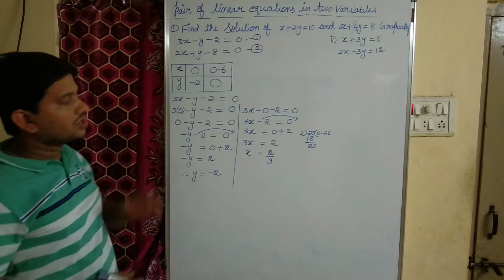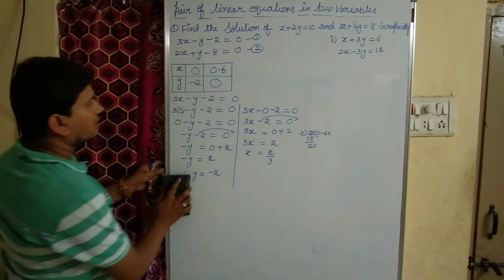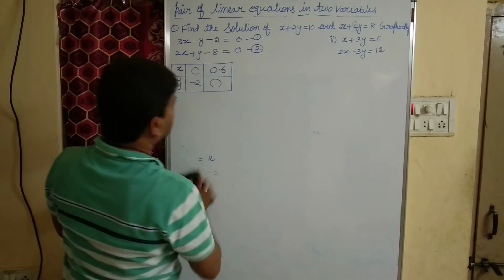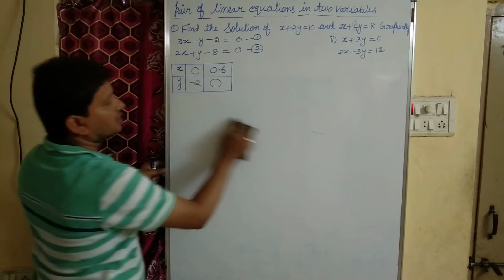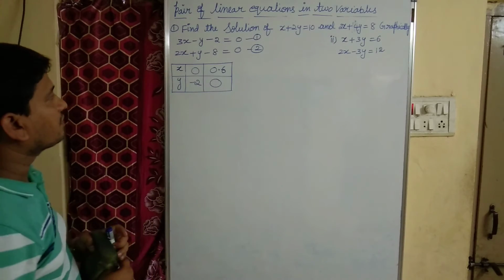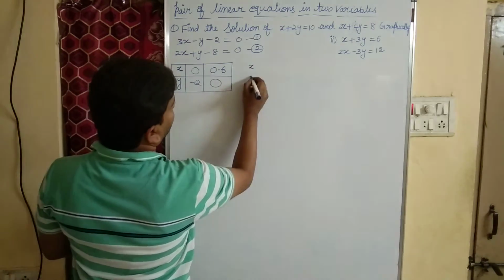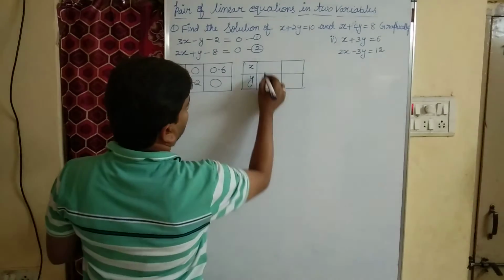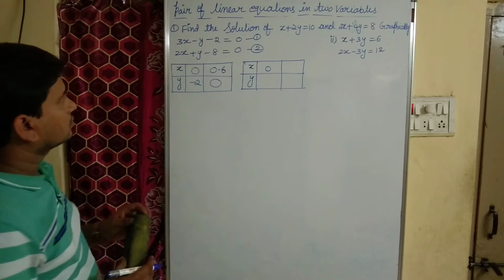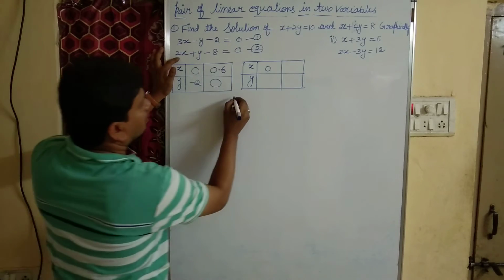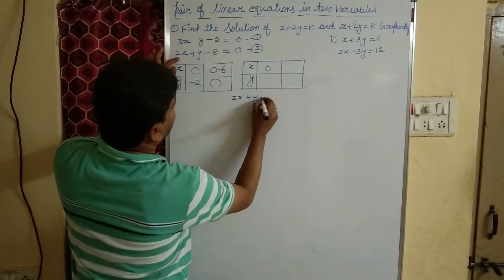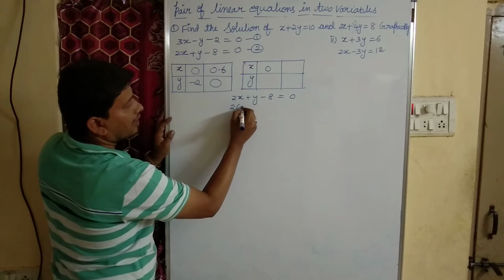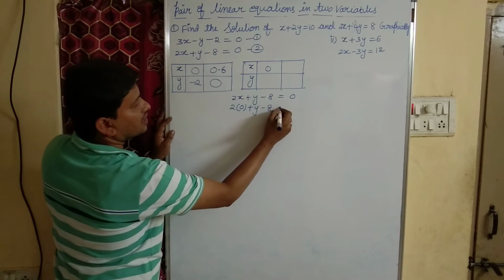Right? So when x is equal to 0, our coordinate is minus 2. When y equal to 0, our coordinates are 0.6 comma 0, 0 comma minus 2. Okay? This is equation number 1. Now coming to equation number 2, again let us find out the coordinates. Our equation number 2 is 2x plus y minus 8 equal to 0. I mean 2 into x value 0 plus y minus 8 equal to 0.